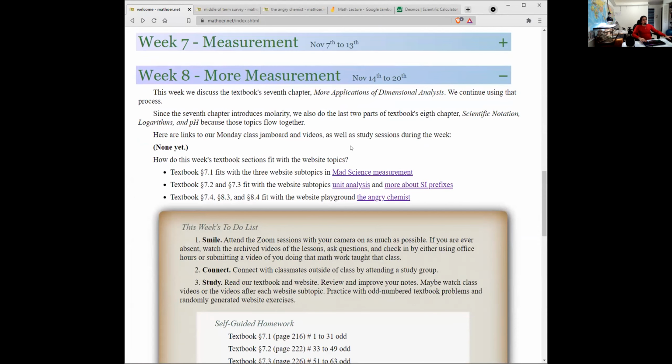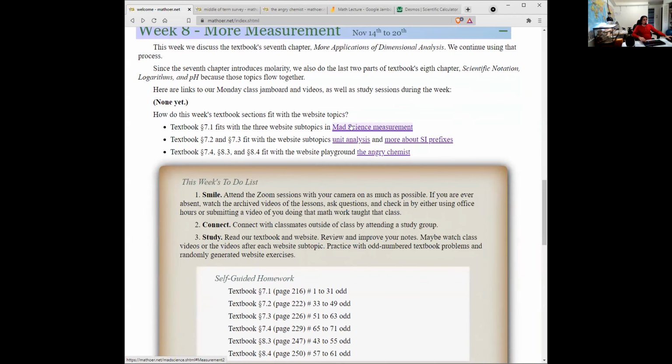We're talking about the 7th chapter of the textbook, More Applications of Dimensional Analysis. And we keep using this thing that the book calls dimensional analysis because it's written by chemists, and we call it unit analysis because I'm a mathematician. We're also going to do a little bit about scientific notation and logarithms and pH because those topics flow together. I am not sure why the book spread them out the way it did.